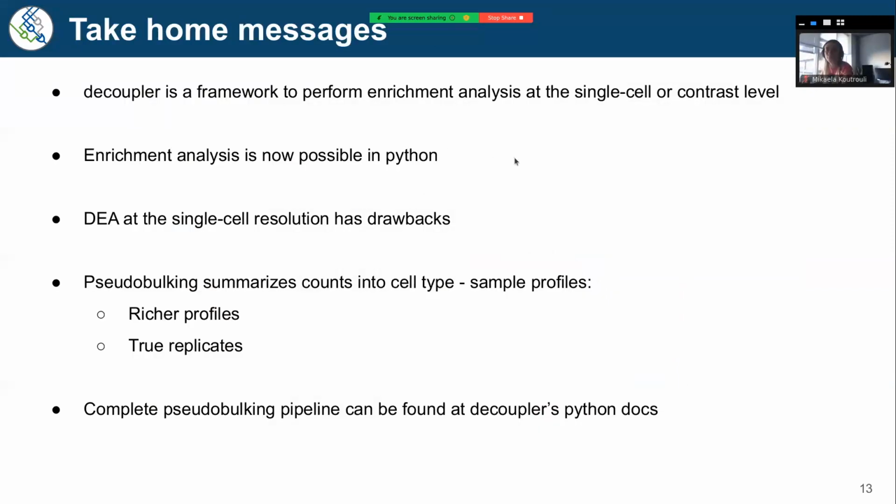And these are the take-home messages. Decoupler is a framework to perform enrichment analysis at the single cell or contrast level. Enrichment analysis now is possible fully in Python.